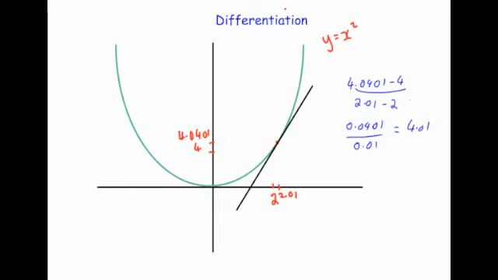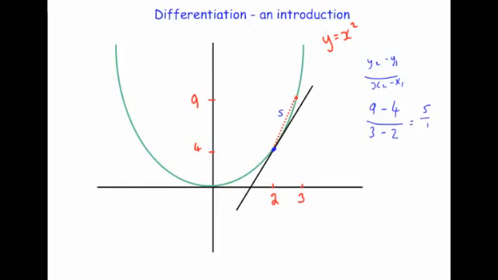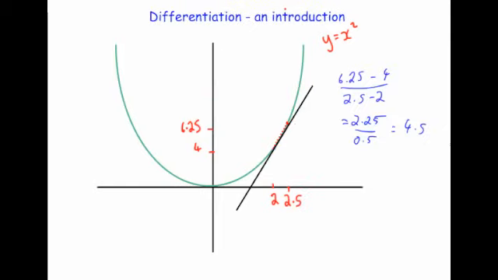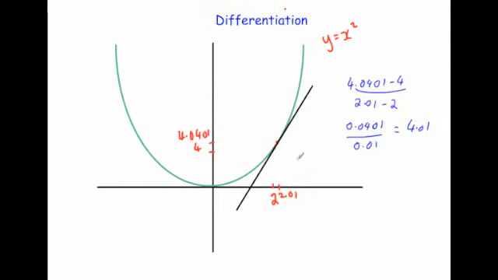Now, as you look at the gradient of these chords, it's gone from 5 to 4.5 to 4.01. And as you bring this closer and closer to this point, the gradient will get closer and closer to the gradient of the tangent, which, looking at it, probably is 4. So the gradient is equal to 4 for this line. And the thing is, this is quite a time-consuming method of doing it. And what if I wanted to change the point?